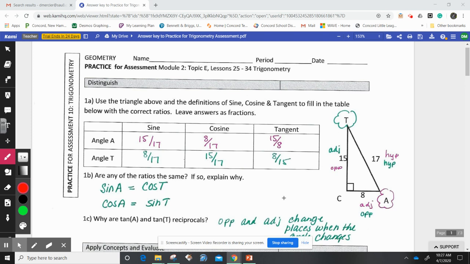Mercier. I'm going to go over the practice that we have for the assessment that will be coming up next week. I hope everyone's enjoying the nice weather. We're going to have some rain a little bit later on this week.